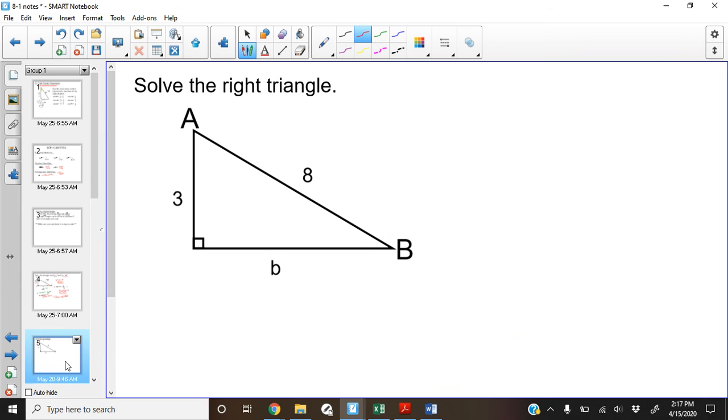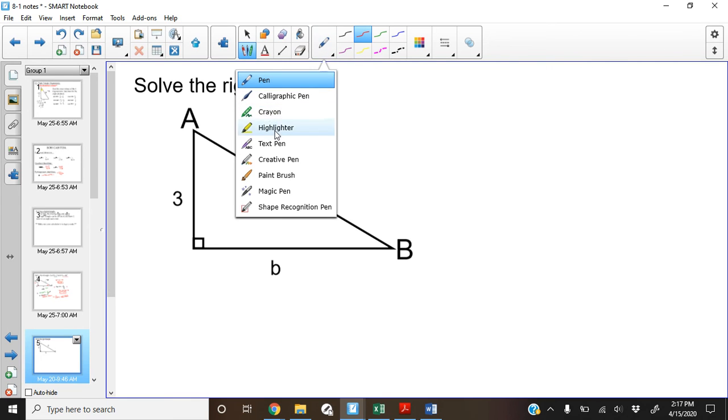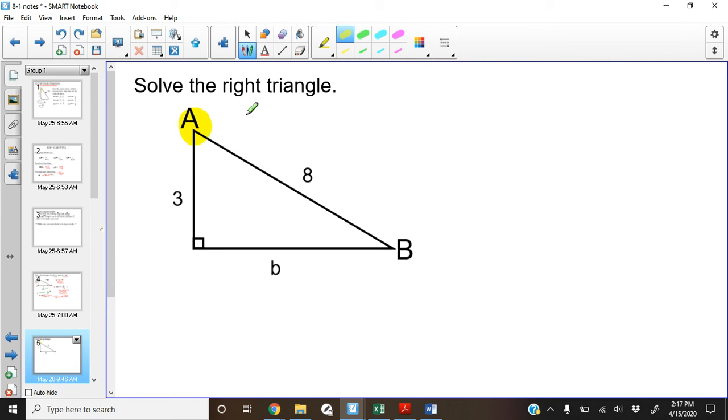All right, and the last slide, we're going to be solving for this right triangle. Now this time, we have two side lengths given and no angles. So we can't just simply subtract one of those angles from 90 to get the remainder. We need to figure out what those angles are. In order to find what an angle measure is, you're going to have to use inverse trig. So let's say I wanted to solve for angle A.